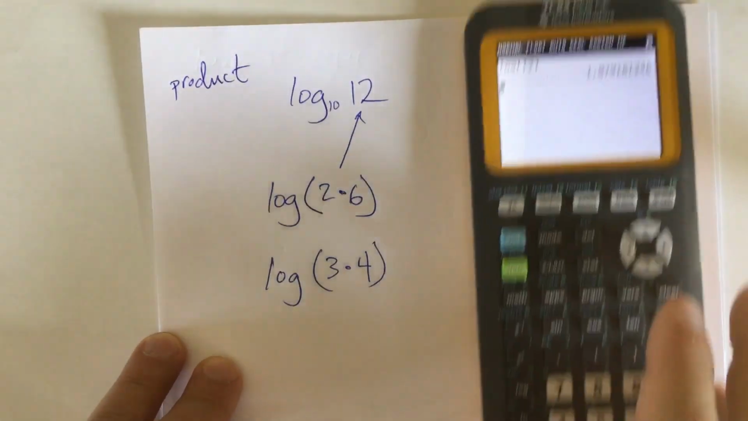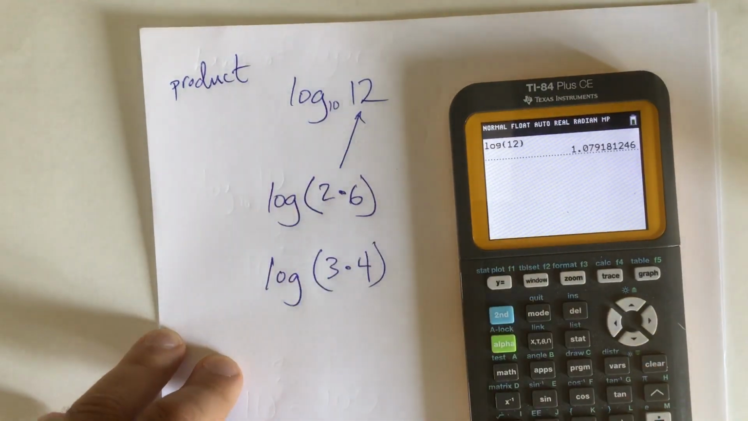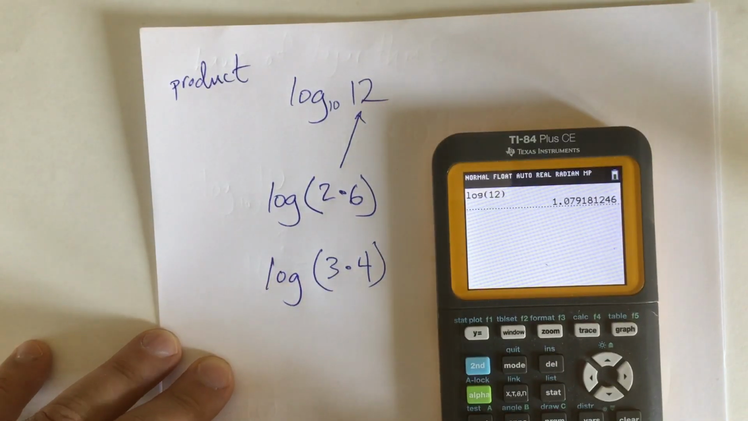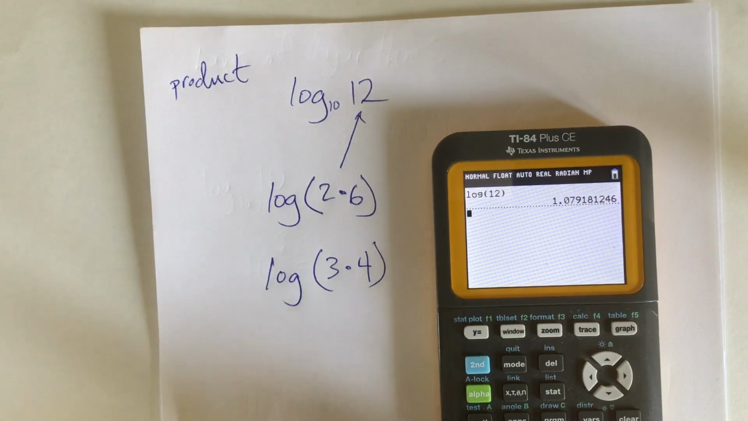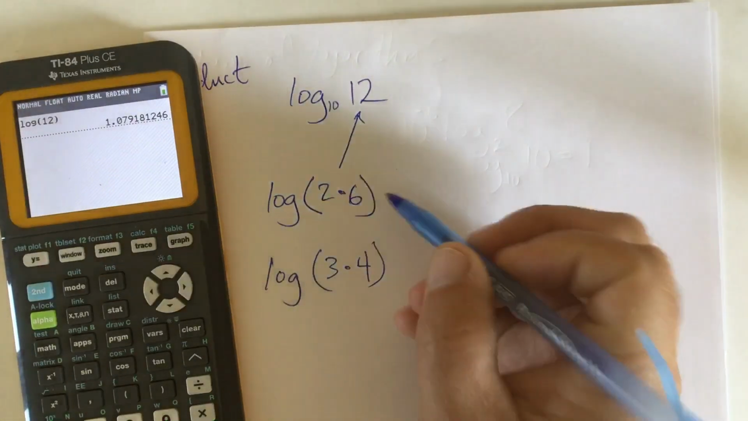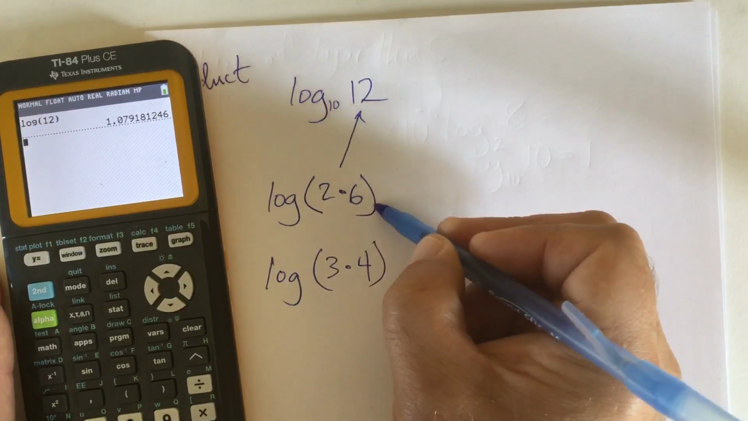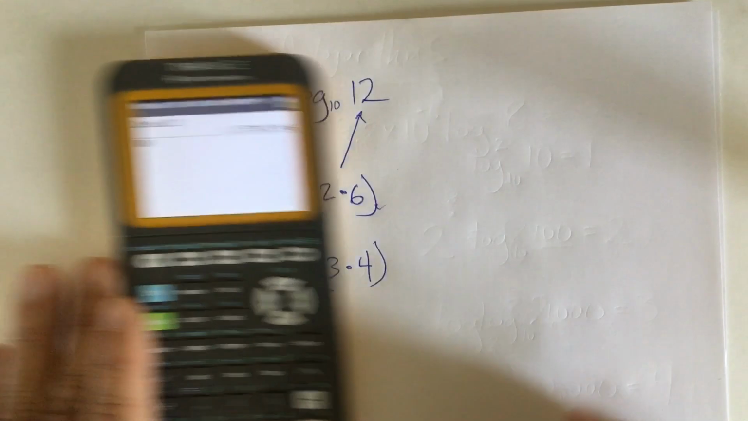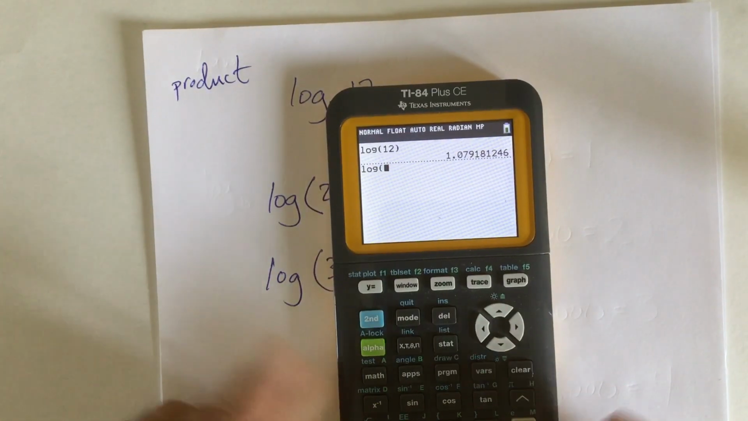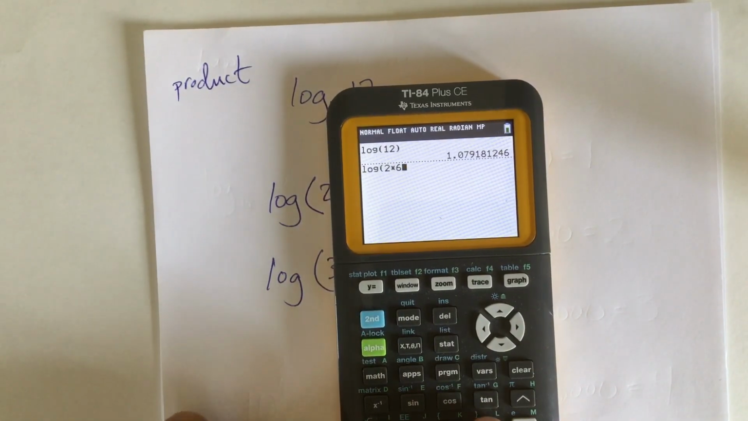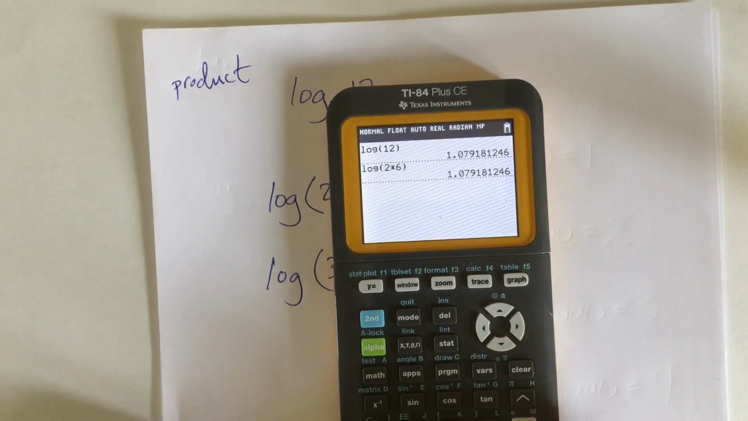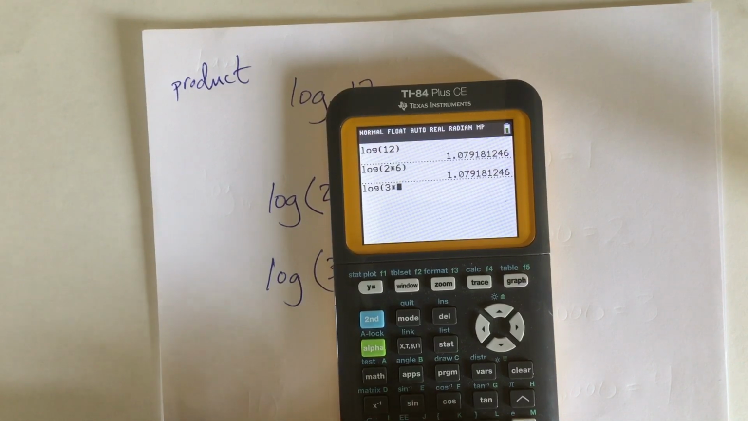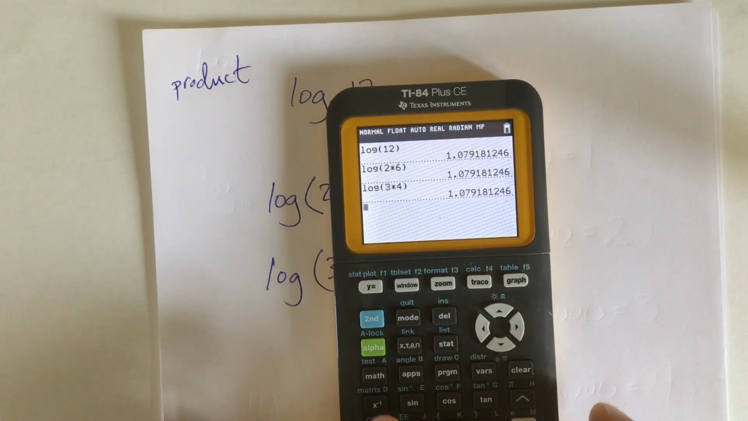Okay, well, here's what's weird about logs. When you mess with a log, you can separate the statement like this. The log of 12 is equivalent to the log of 2 times 6. It is. Look, here, I could do log of (2 times 6) and I get the same answer. Look, log of (3 times 4), I get the same answer every time.